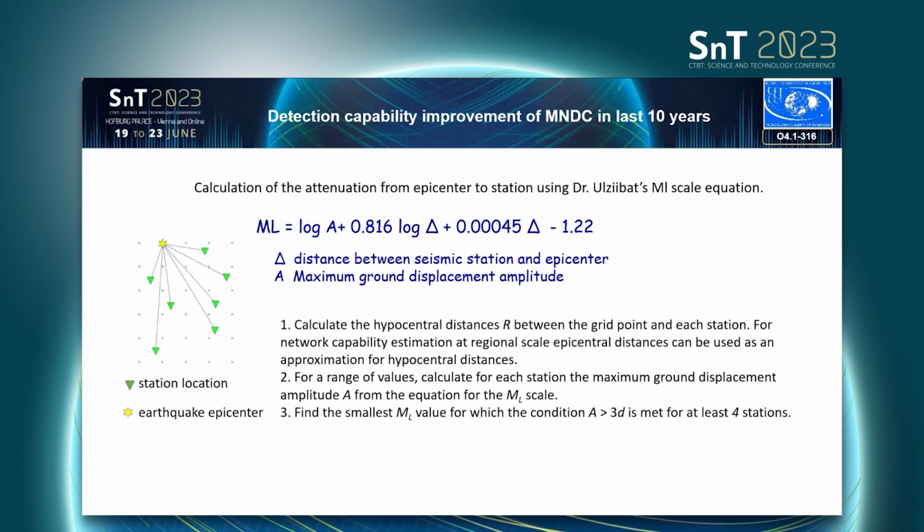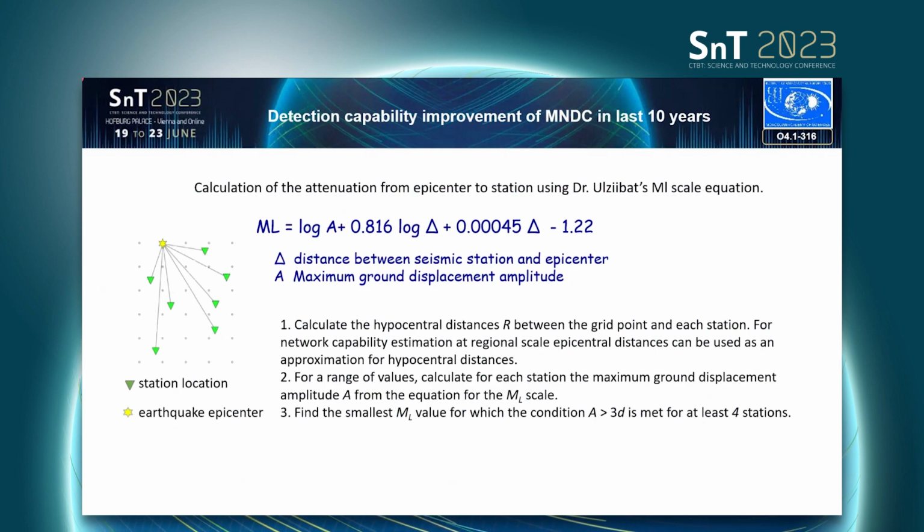Okay, after that, calculation of attenuation from the epicenter to the station uses Dr. Ulzibat's ML scale equation, which we are using, where delta is the distance between the seismic station and the epicenter, and A is the maximum ground displacement amplitude. Okay, so to do this, we create a grid and calculate the epicenter-station distance R between the grid point and each station, for network capability estimation at the regional scale.